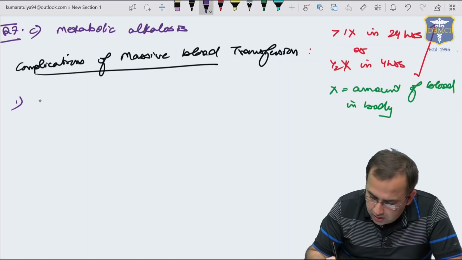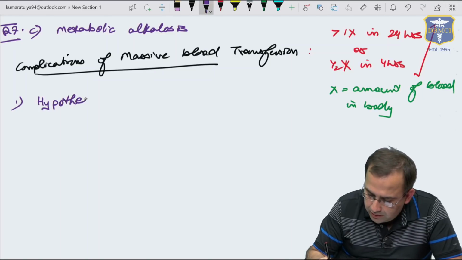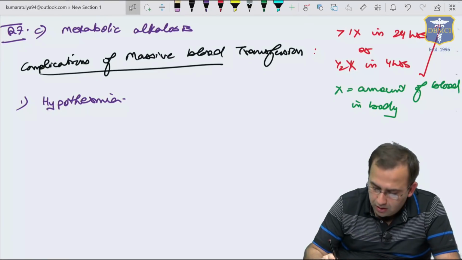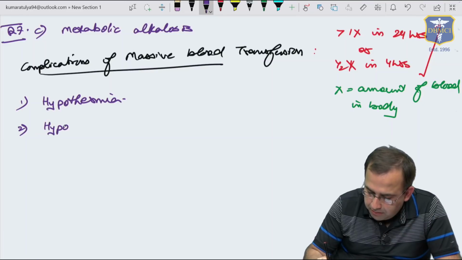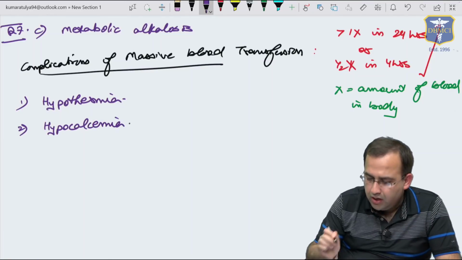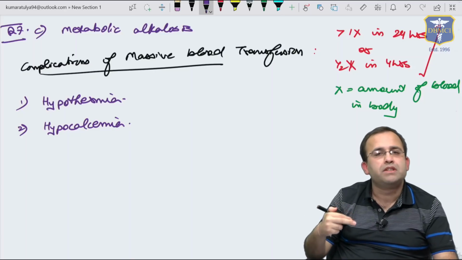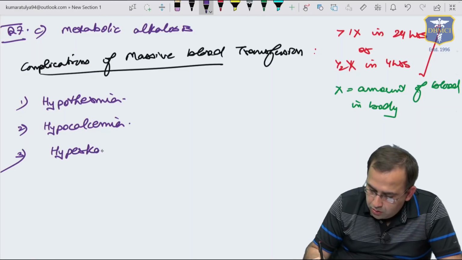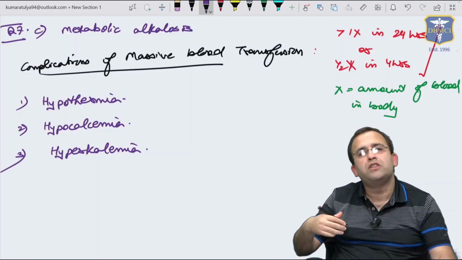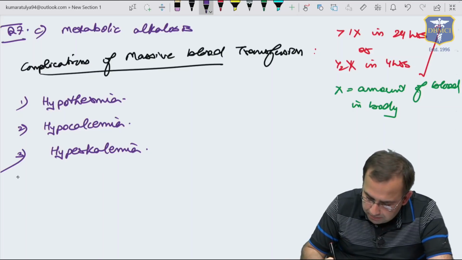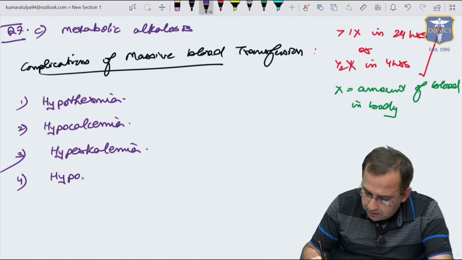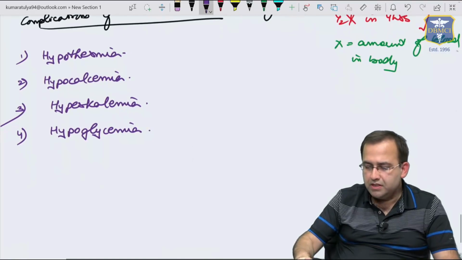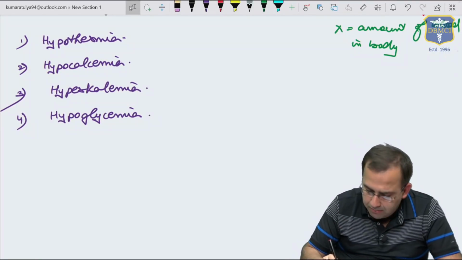The complications are hypothermia, because we could not bring the blood to body temperature, cold blood was transfused. Next, hypocalcemia. In stored blood, calcium is chelated with EDTA, so calcium is less, hypocalcemia. Next, hyperkalemia. In stored blood, because of lysis of RBCs, potassium comes outside the blood, leading to hyperkalemia. Hypoglycemia, that is reduced glucose, because RBCs utilize the glucose.